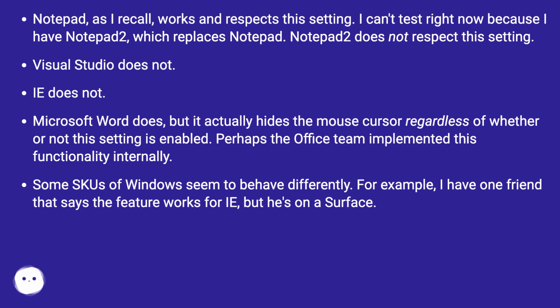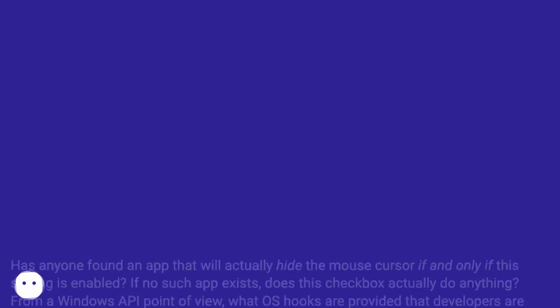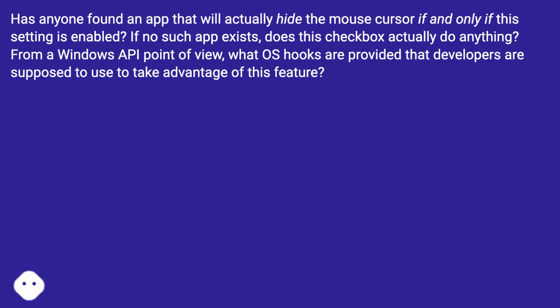Some SKUs of Windows seem to behave differently. For example, I have one friend that says the feature works for IE, but he's on a Surface. Has anyone found an app that will actually hide the mouse cursor if and only if this setting is enabled? If no such app exists, does this checkbox actually do anything? From a Windows API point of view, what OS hooks are provided that developers are supposed to use to take advantage of this feature?